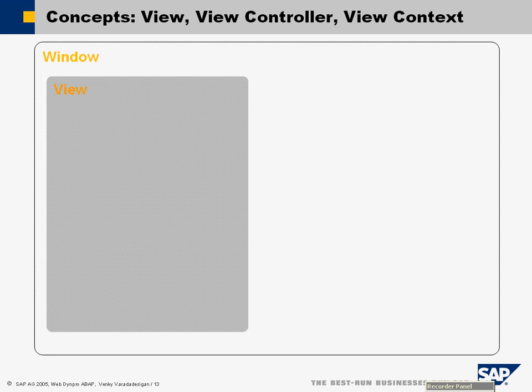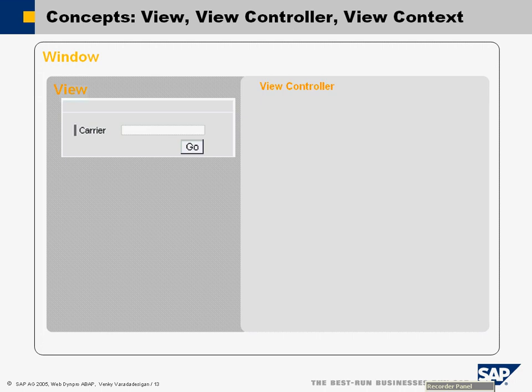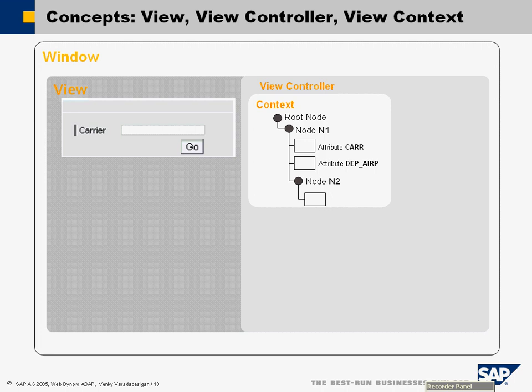Okay. Let's look at the view controller and view context in a little bit more detail. If you have worked with Web Dynpro for Java, these should be exactly identical because the programming model is the same between the Java flavor and the ABAP flavor. The window contains one or more views. A view has two parts. One is the layout, which is the UI elements, how you see it on the screen, typically in your browser, like an input box, a button, and stuff like that. And there is also something called a view controller attached to the view.